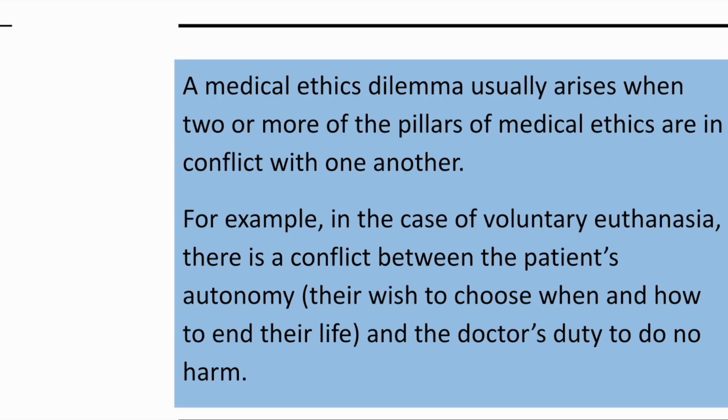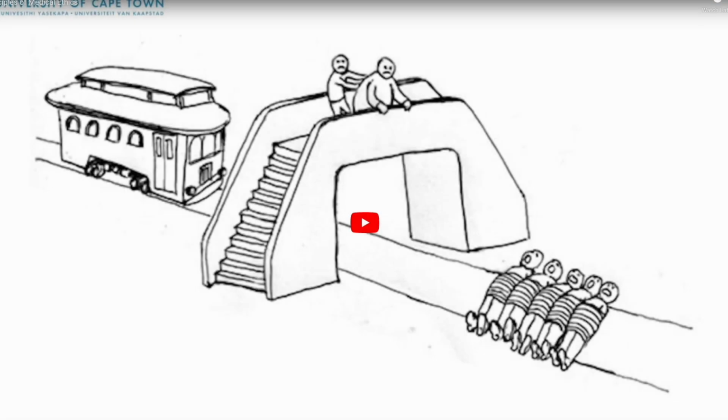Just a quick reminder, a medical ethics dilemma usually arises when two or more of the pillars of medical ethics are in conflict with each other. For example, in the case of voluntary euthanasia, which we dealt with last week, there is a conflict between the patient's autonomy, their wishes to choose when and how to end their life, and the doctor's duty to do no harm.